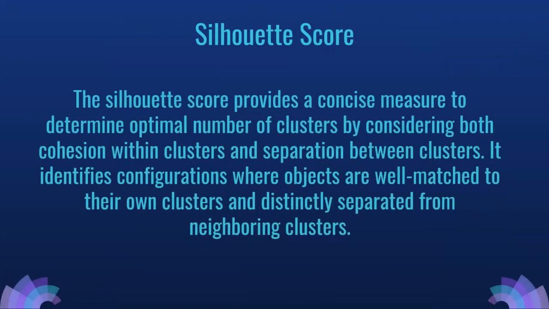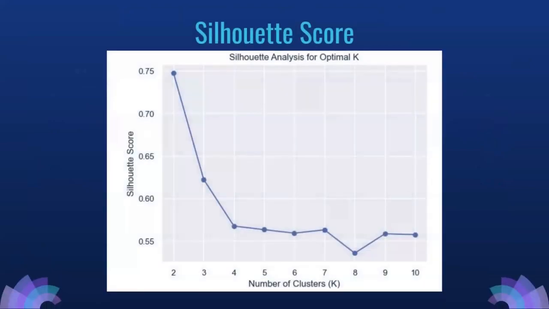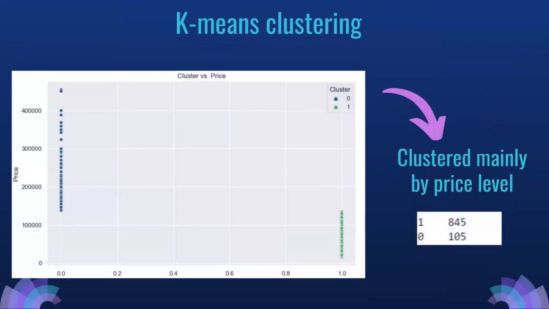For silhouette score, it provides a concise measure to determine optimal number of clusters by considering both cohesion within clusters and separation between clusters. It identifies configurations where objects are well matched to their own clusters and distinctly separated from their neighboring clusters. As you can see from this graph here, the score is highest at 2. With both of the elbow method and this silhouette score, we decide that 2 is the optimal number of clusters. Let's now dive into using clustering algorithm, k-means clustering, to identify underlying patterns and group similar data points together.